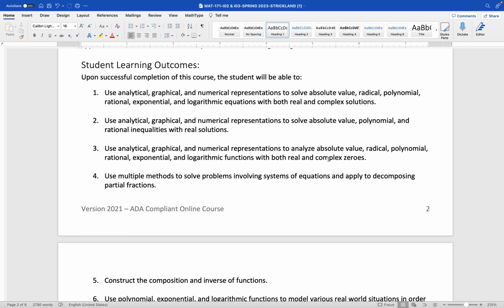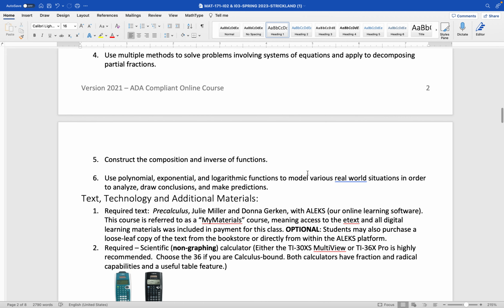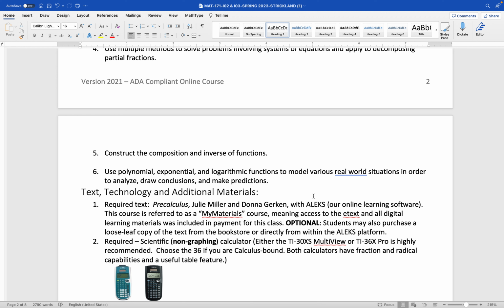And for the outcomes, we have used multiple methods to solve problems involving systems of equations and apply them to decomposing partial fractions. Also, we have constructed the composition and inverse of functions, as well as being able to use polynomial, exponential, and logarithmic functions to model various real-world situations in order to analyze, draw conclusions, and make predictions.